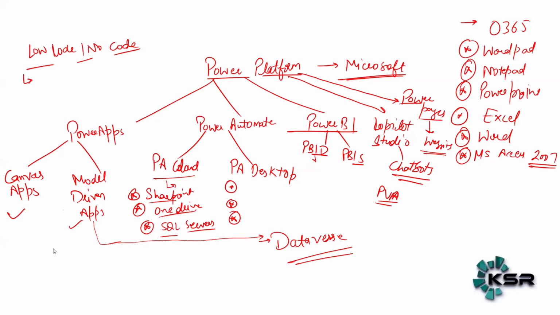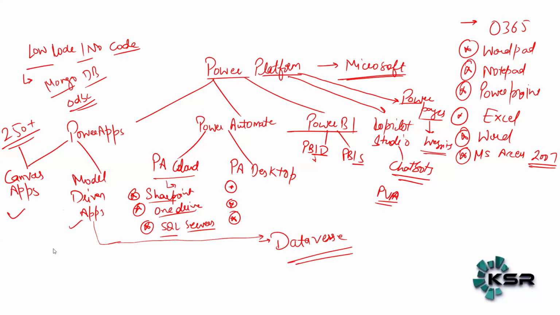But for a Canvas app, if you want to create one, there are around 250 plus connectors available, like the SharePoint connector, OneDrive connector, and SQL Server. Suppose you want to get data from some other source which is not available in the Canvas app, like MongoDB. Then you can create that by using ODBC, right? So there is no issue with connectivity.